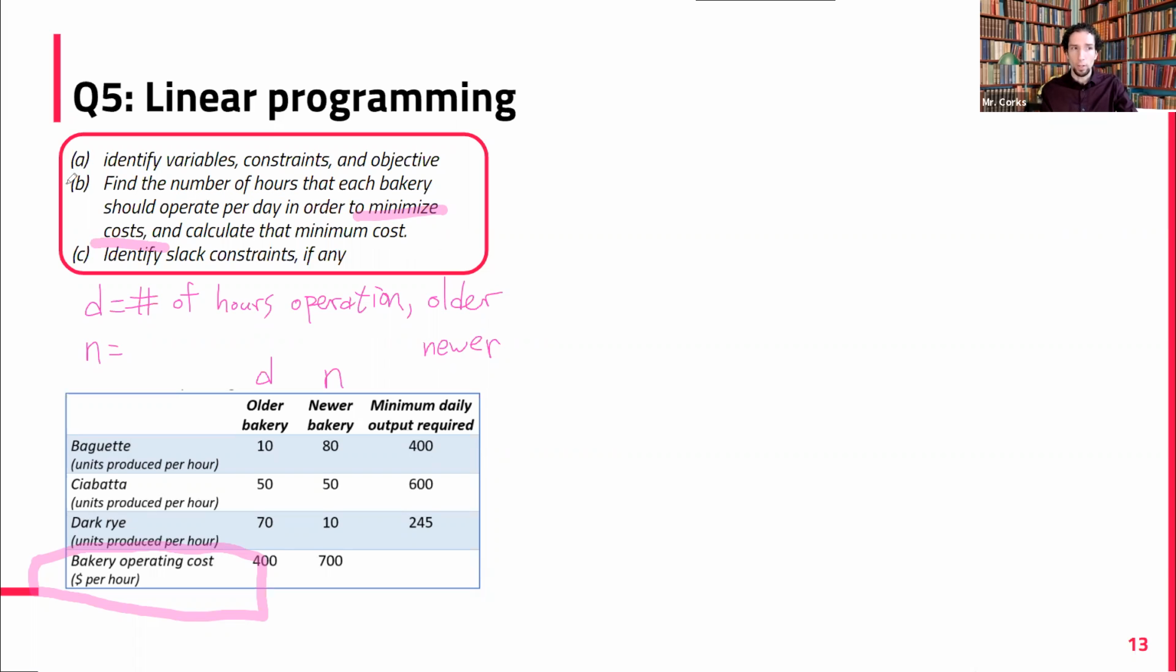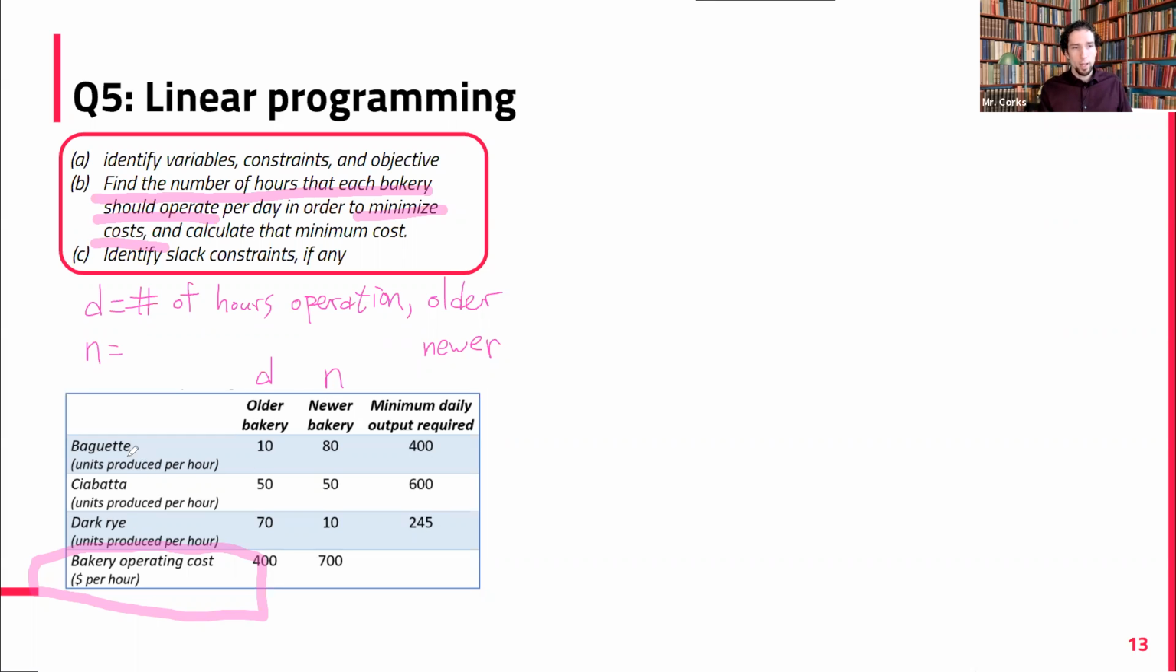Okay. And part B is also telling us find the number of hours that each bakery should operate. So that also is telling us, okay, these are what the variables should be. This is the thing that we get to decide freely. The rest is just automatically determined for us or is dependent on these things. But number of hours to operate each bakery is the flexible thing. So those are what the variables will be.